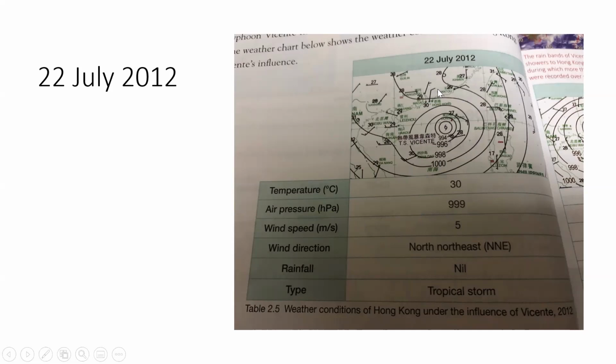Only one short line here, so it's 5 meters per minute. And the wind direction, you see, okay, to the northeast. And can you see any rainfall? No symbols. No symbols mean no rainfall. And this is the tropical storm, okay? That's the end of the lesson.